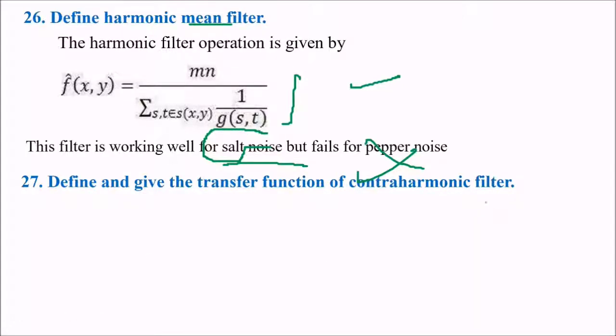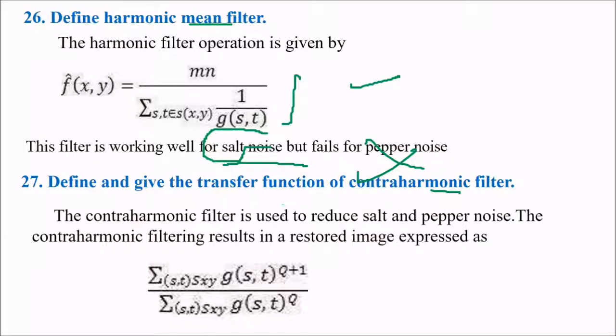Define and give the transfer function of the contra harmonic filter. This is the expression for the contra harmonic filter. This is used to reduce salt and pepper noise. The contra harmonic filtering results in a restored image, which is given by this expression.